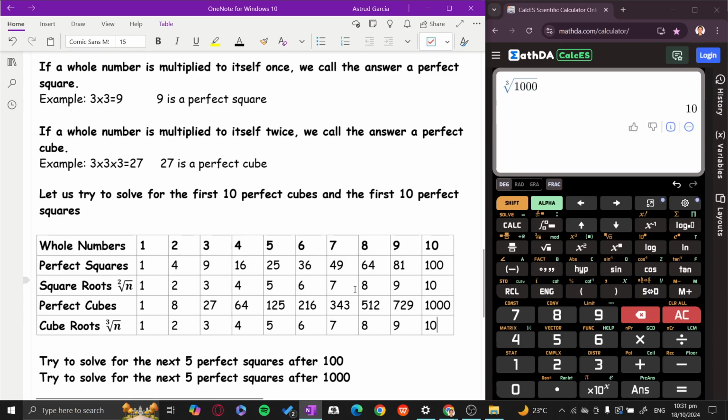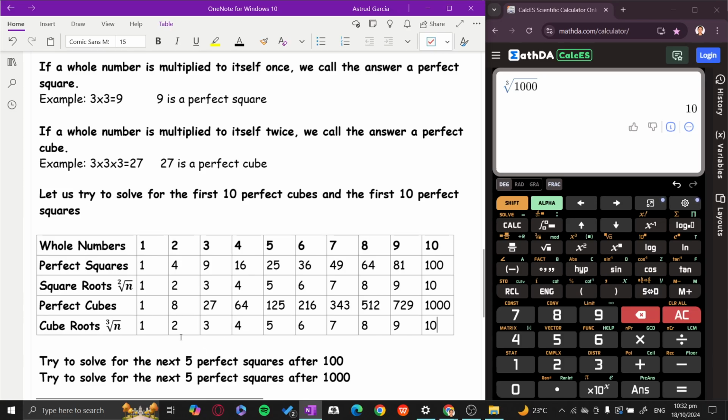So I hope you were able to see the pattern that happened here. If we want to get the perfect square of a whole number, we just multiply the whole number by itself once. And then if we want to get the whole number back, we just get the square root of the perfect square. The same thing goes for the perfect cubes. We get the perfect cubes by multiplying whole numbers to itself twice. And if we want to get the whole number back, we just get the cube root of the perfect cube.